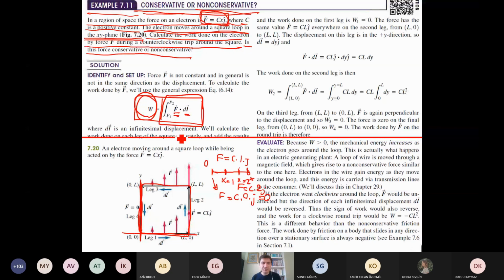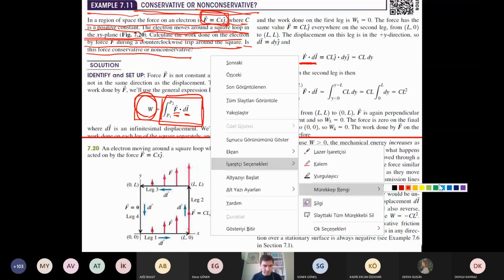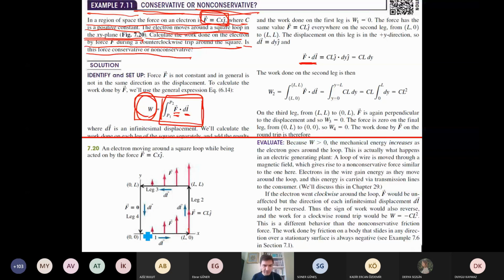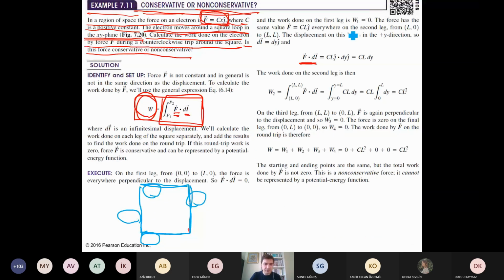F·dl for each leg. Here we have leg 1. Electron moves in this direction. And then here we have leg 2. Electron moves in this direction. Here we have leg 3, and here we have leg 4. And here we have leg 1 again. So let's try to calculate F·dl along these legs, starting from the first one.